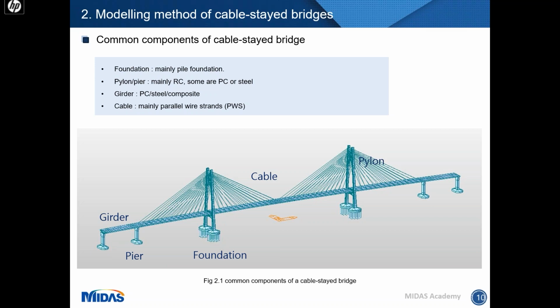If the main span is within 400 meters, the first choice could be pre-stressed concrete because it's usually cheaper and durable. But if the main span is larger than 600 meters, because the PC girder is too heavy, we need to increase the cable area, the pylon, and the foundation. It's not economical. So the first choice normally is steel. Between 400 and 600 meters, we can use steel, and we can also use a composite girder.